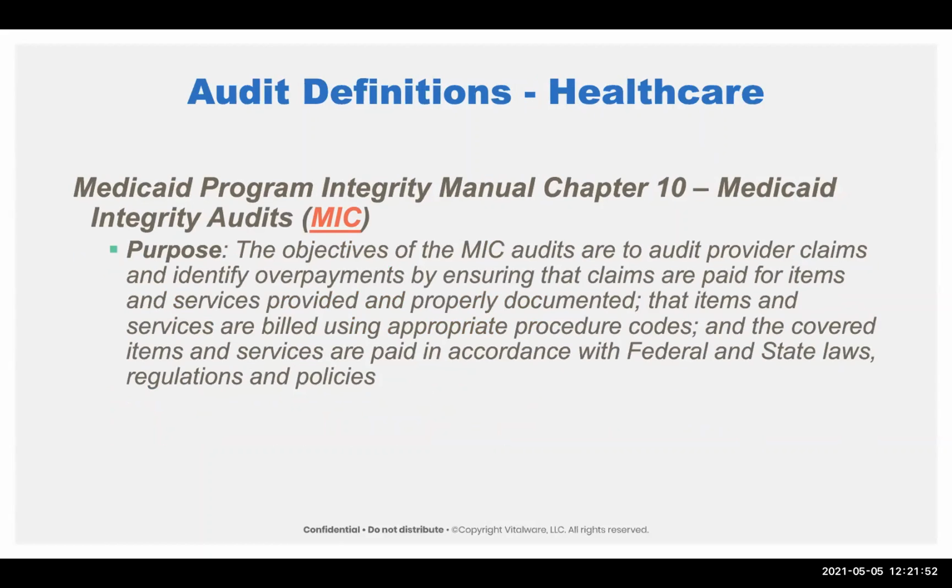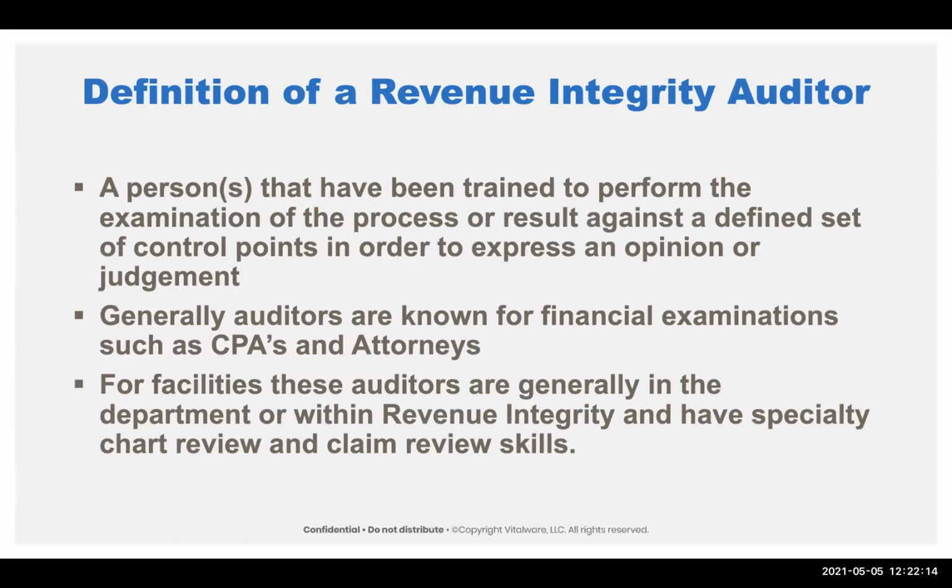In the Medicaid Integrity Manual, Chapter 10, they talk about the objective of their audits: to audit provider claims to identify overpayments by ensuring that claims are paid for items and services properly documented, and that items and services are using the right codes and covered by state law. So that's Medicaid. When we take it from financial over to the hospital reimbursement system, we're going to see that a revenue integrity auditor is somebody who's been trained to perform the examination of a process against a defined set of control points and to express an opinion or judgment.